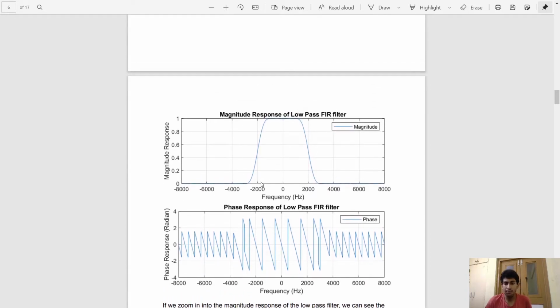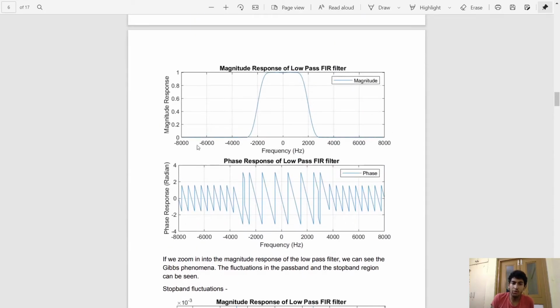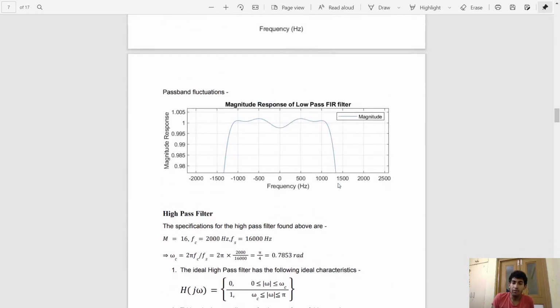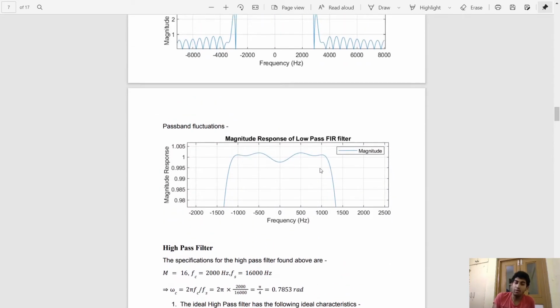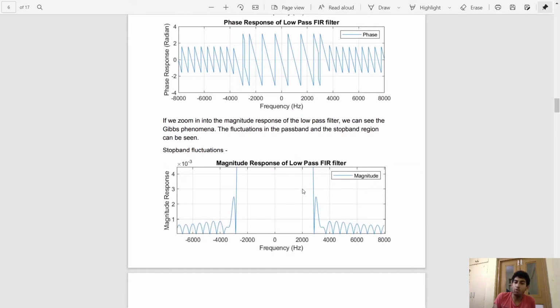This is the phase response. Since we use the window function, the Gibbs effect is very much suppressed, but we can still see it because the window function doesn't make the Gibbs effect zero, it just reduces it. If we zoom into this stop band area, we get this, and as you can see, this is the Gibbs phenomenon that I was talking about. If we zoom in at this pass band area, we get this, which is another Gibbs effect. If we hadn't used the window function, this effect would have been more pronounced.